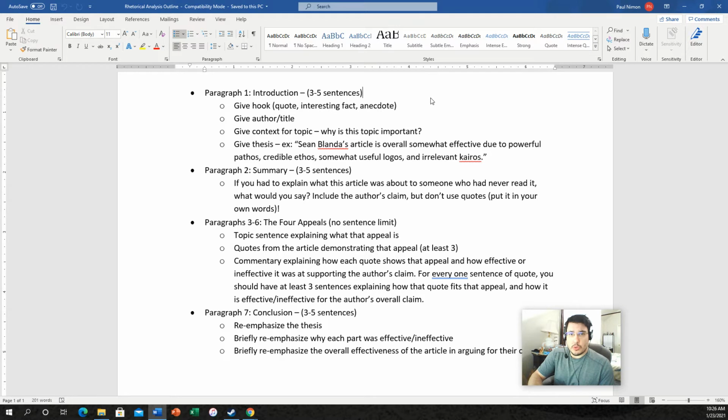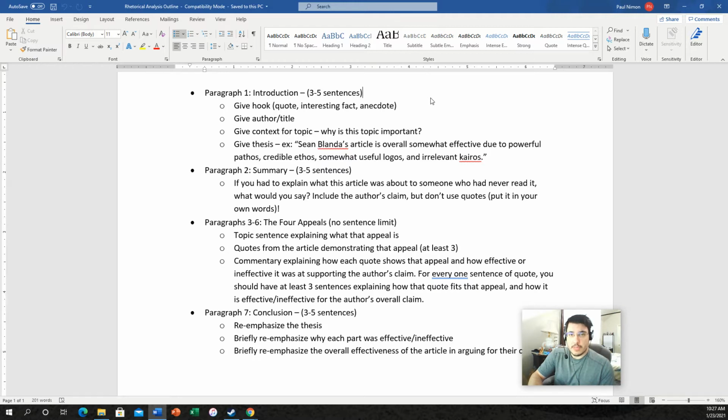This could be an interesting quote from the article. This could be an interesting quote from an outside source that's relevant to the article. This could be an interesting fact that you read from the article, whatever. Or a personal anecdote, or something going on in the country right now that's relevant to this article that you think is interesting. So start with a hook, and then you're going to have a couple of sentences where you're going to give me some context. And in this context, you want to do a couple of things.